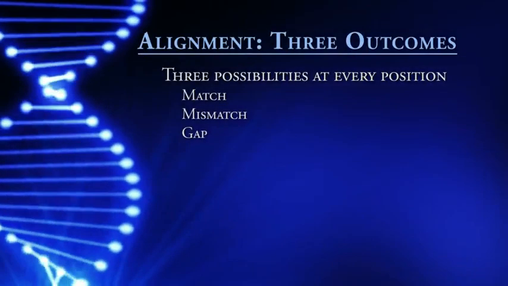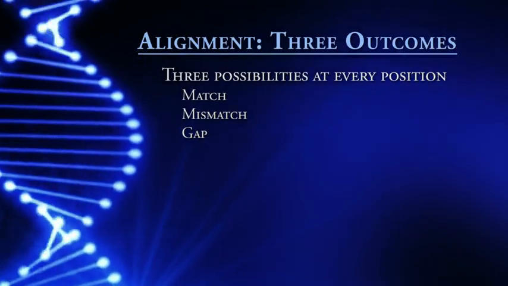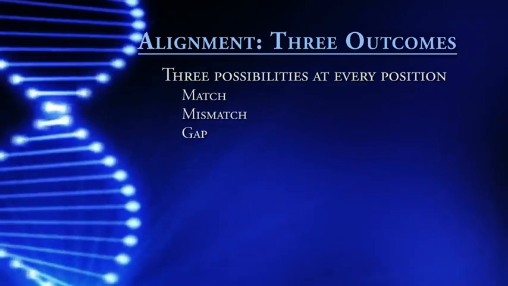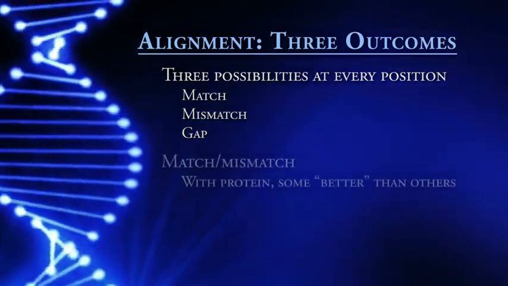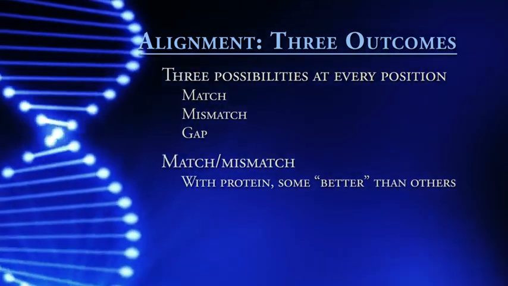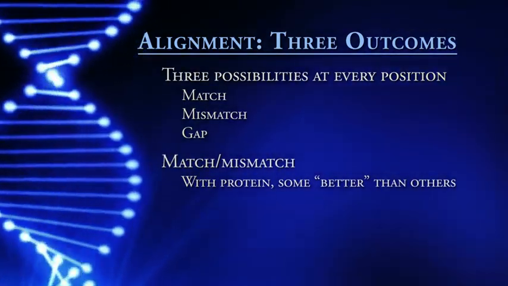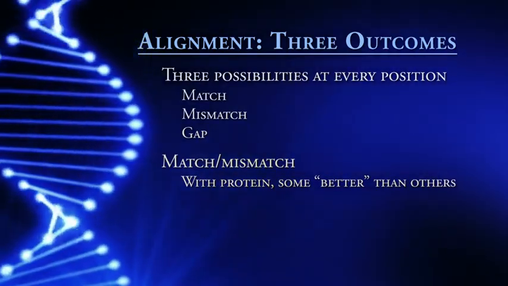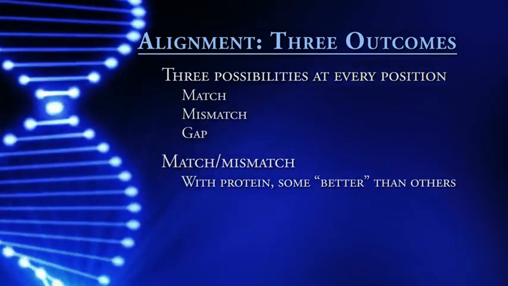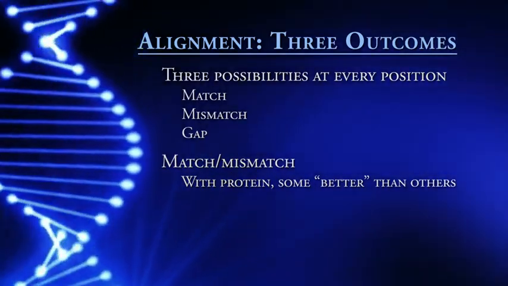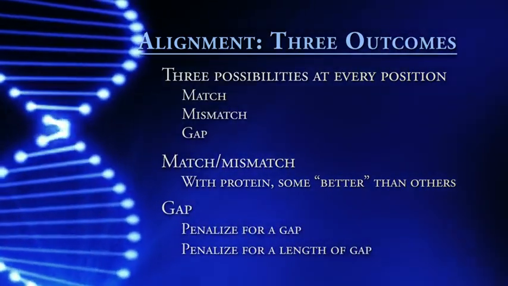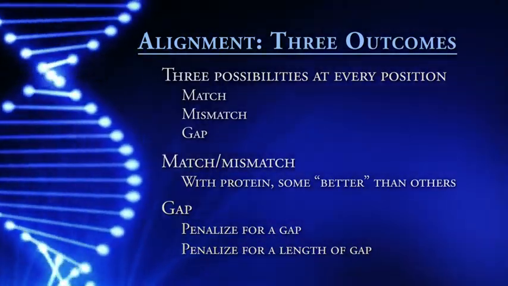In any alignment, there really are only three possibilities at every position. That could be an exact match, that could be a mismatch, or there could be a gap. Matches and mismatches are scored using a substitution matrix. Remember, some amino acids are chemically similar, so some mismatches are better than others. A mismatch that maintains similar chemistry will score higher than a mismatch that completely changes the chemistry of the protein. And finally, a gap. With a gap, there tends to be a penalty for the existence of a gap and a penalty for the length of the gap.